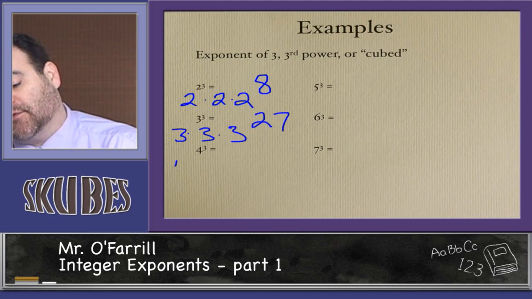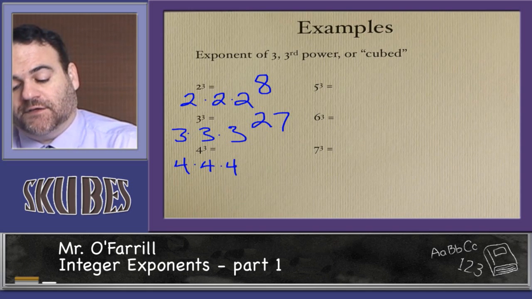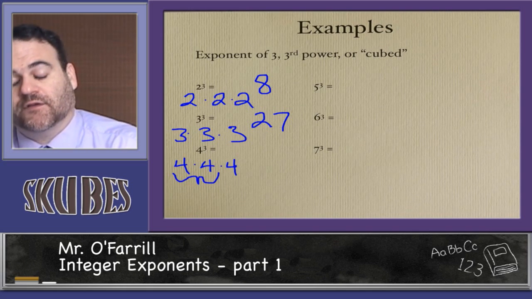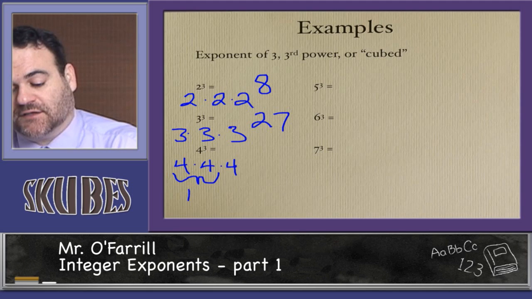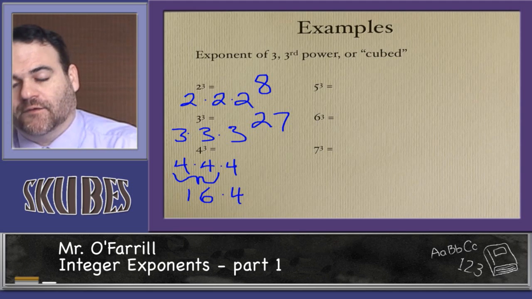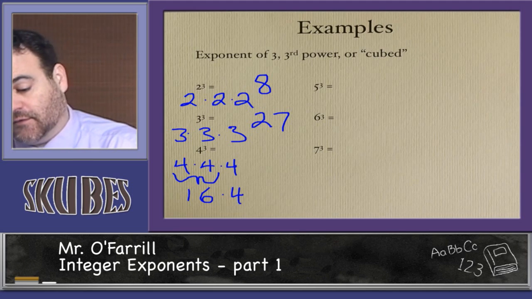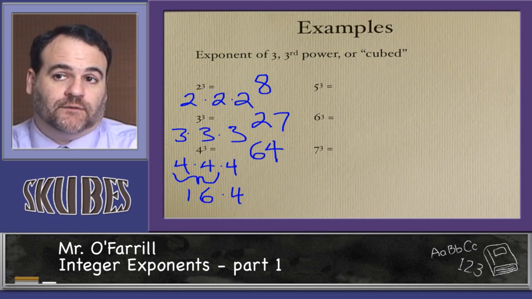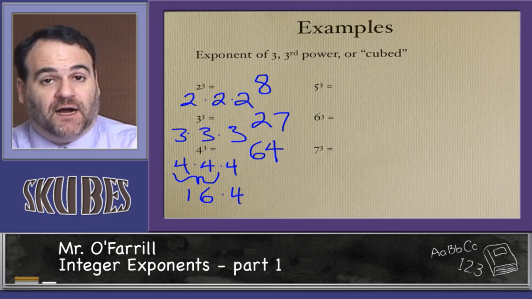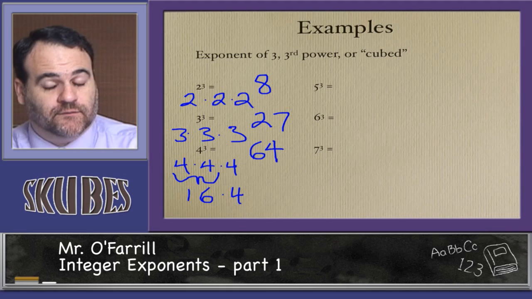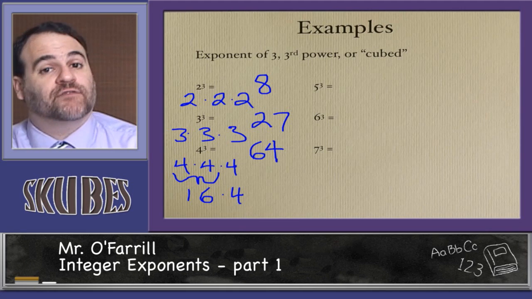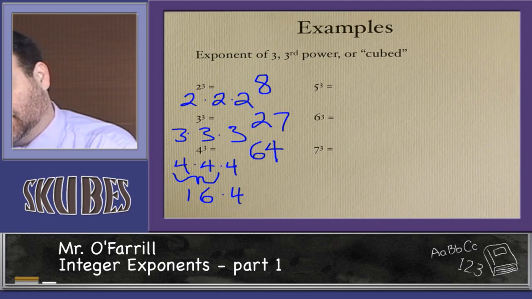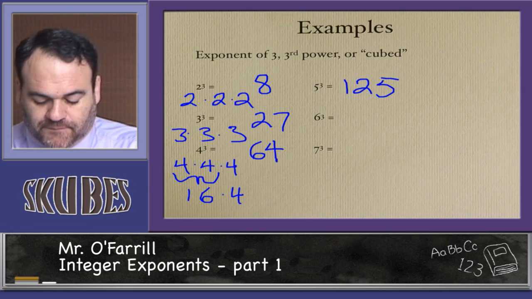4 times 4 times 4. Well, these first 2, 4 times 4 together is 16. Times another 4 is 64. 5 times 5 times 5. Well, that's going to be 25 times 5. 125.